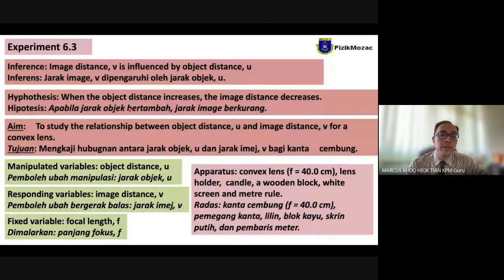Our hypothesis is that when the object distance increases, the image distance decreases. And this is the relationship that we want to study in this subtopic: the relationship between U and V, the object distance and the image distance. We find that this relationship is sort of inversely proportional. When U increases, V will decrease.